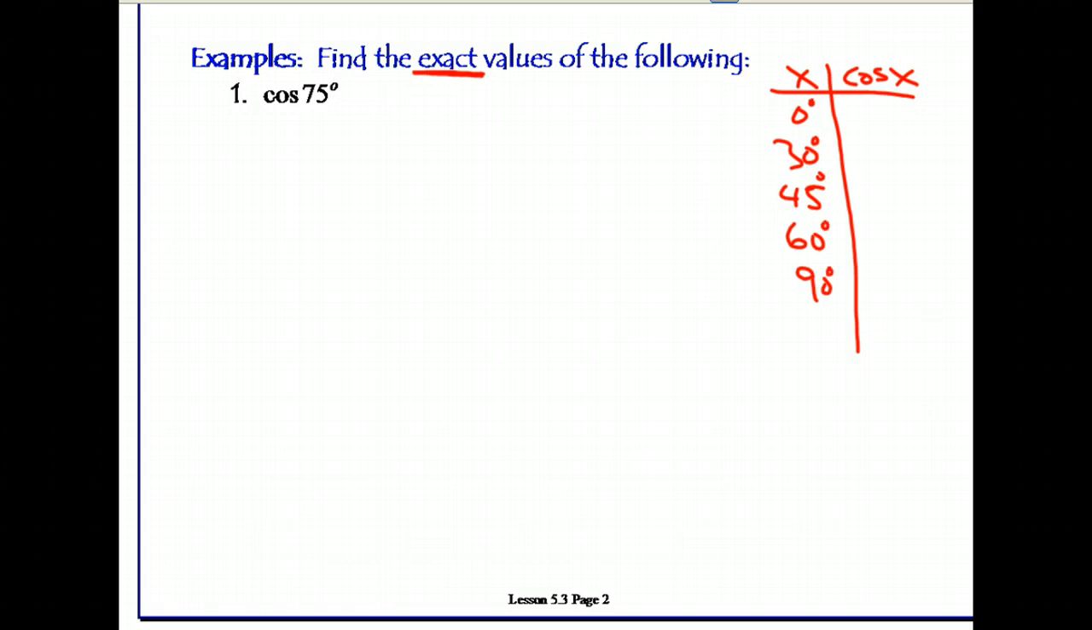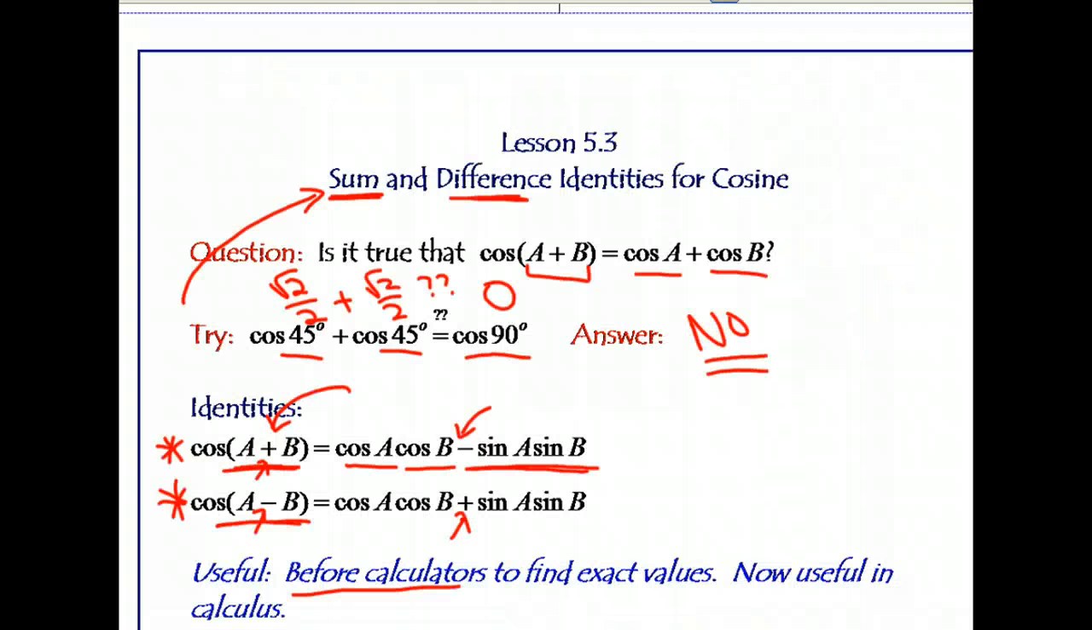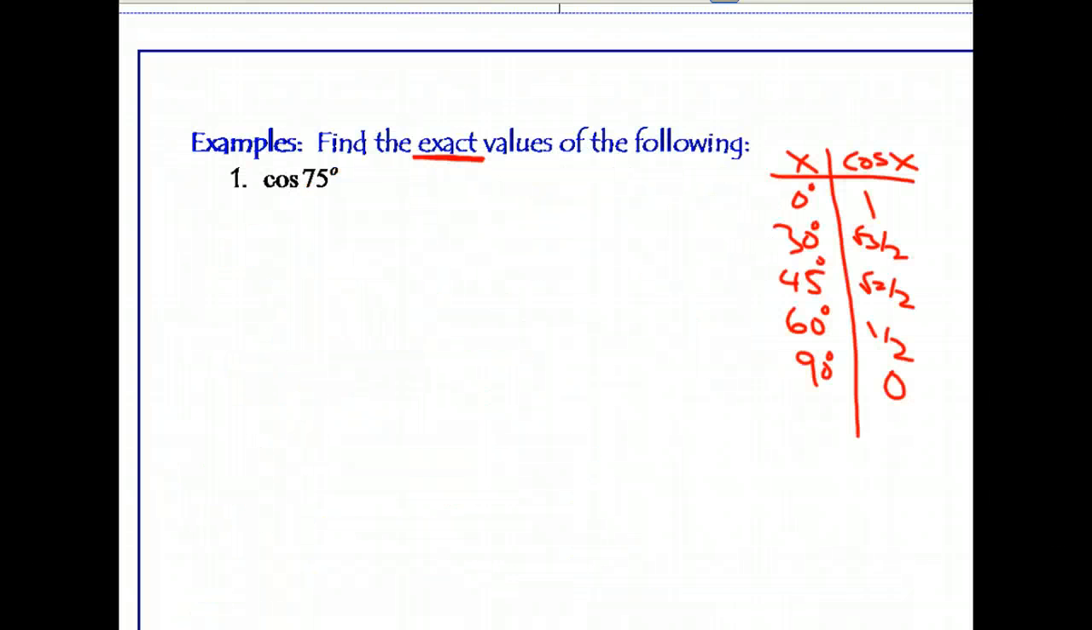You did. Cosine of 0 was 1, cosine of 30 was square root of 3 over 2, square root of 2 over 2, and a half, and 0, but unfortunately 75 is not on your chart. So instead you look at your chart and you think, I've got these new identities for adding or subtracting. Is there anything here on my chart that I could add or subtract to get 75? And you look at it and say, oh, look at that. If I take 75 and break it up, 75 is 30 plus 45.